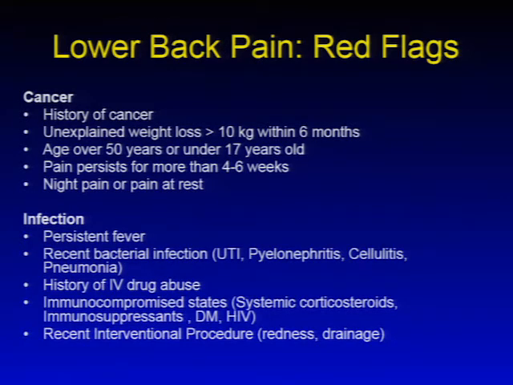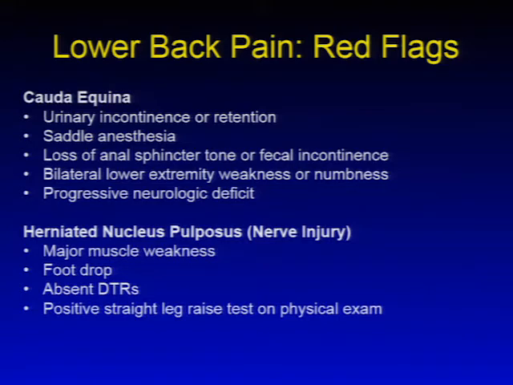Another important red flag in lower back pain is persistent fever, bacterial infections, history of IV drug abuse, immunocompromised states, and recent interventional procedures to the spine. Other red flags can include Cauda Equina syndrome, which is urinary incontinence or retention. Cauda Equina syndrome is also associated with saddle anesthesia, a loss of anal sphincter tone or fecal incontinence, bilateral lower extremity weakness or numbness, and a progressive neurological deficit.